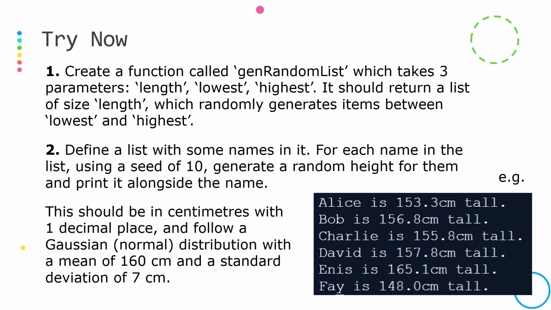The second exercise is about using the Gaussian distribution we looked at just now and generating some heights for people. I've supplied a mean of 160 and a standard deviation of 7, so you can use this in the Gauss function. Also, if you want to replicate the exact values I used here, make sure you use a seed of 10 and you should get the same values. The names you can obviously change. You can add more names if you want to in your list of names.